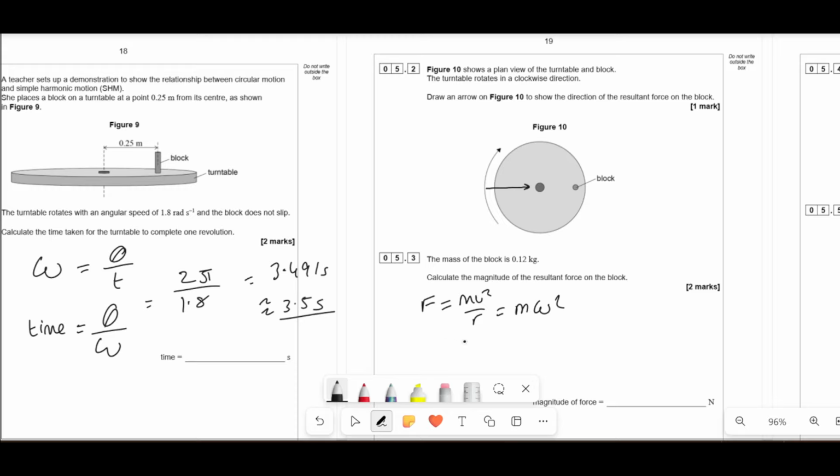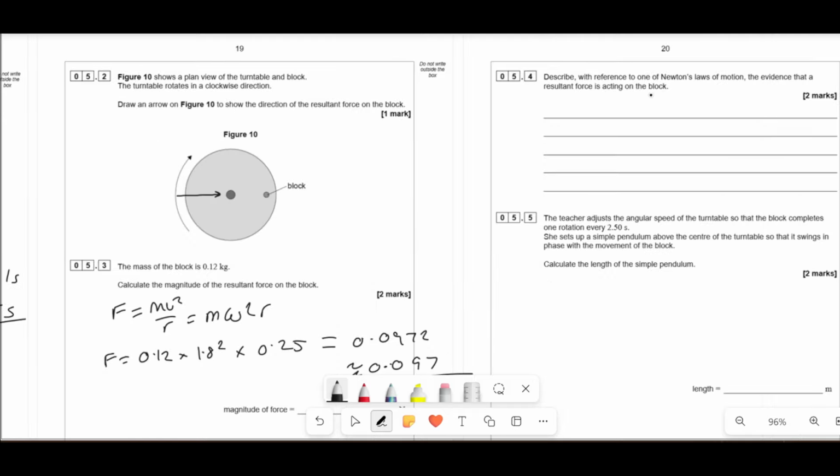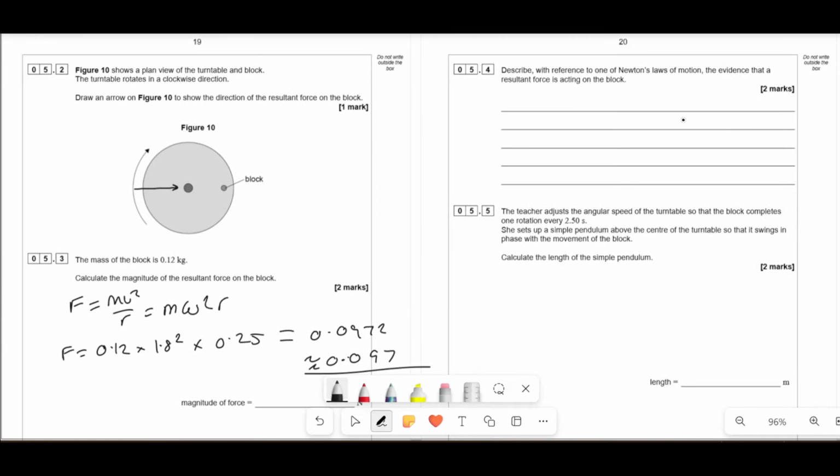So it's going to be its mass, which is 0.12, times its angular speed squared, so 1.8 squared, times the radius. If we do that, we should get 0.00972, which is roughly 0.097 newtons. Let's stick to the same number of decimal places as significant figures, because that's what they've given us. So it says, describe with reference to one of Newton's laws of motion that there's evidence that a resultant force is acting on the block.